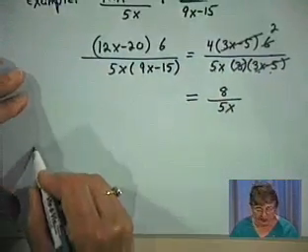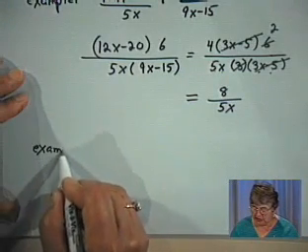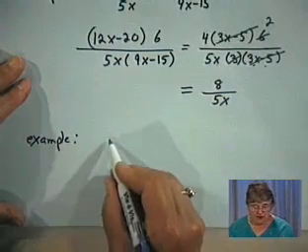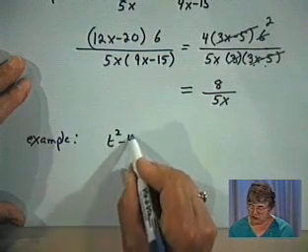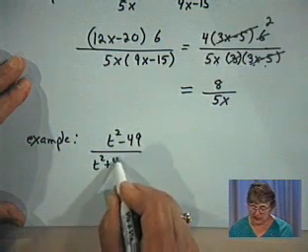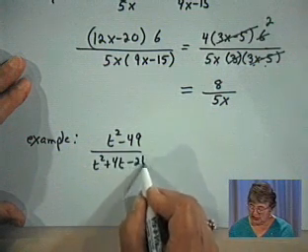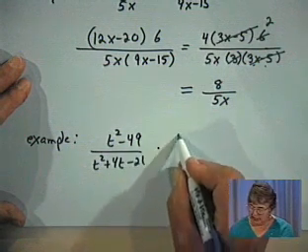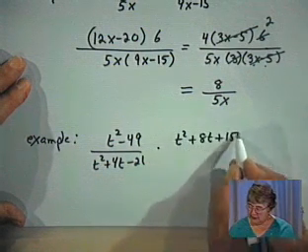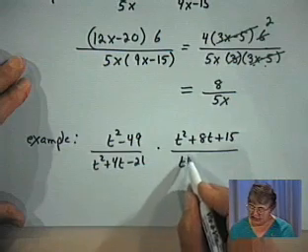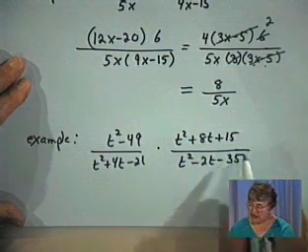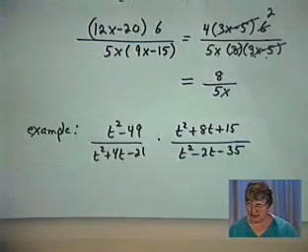Let's do another example here with expressions that are a little bit more complicated, but the procedure is exactly the same. What if we had t squared minus 49 divided by t squared plus 4t minus 21? And what if this were multiplied by t squared plus 8t plus 15 divided by t squared minus 2t minus 35? Lots of factoring in a section like this.